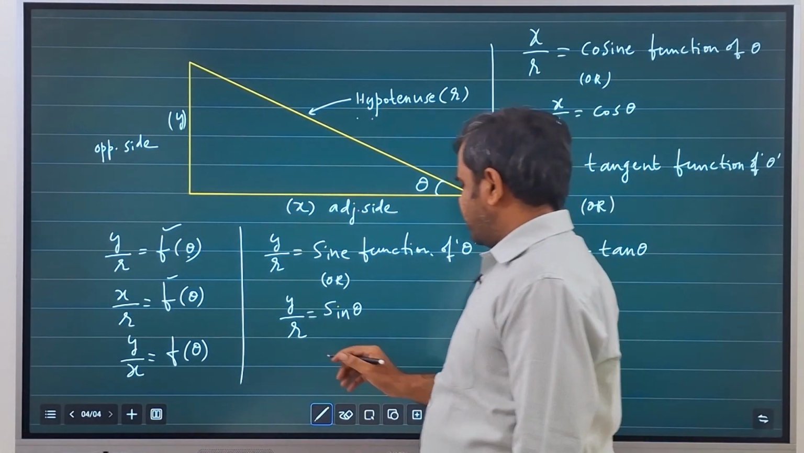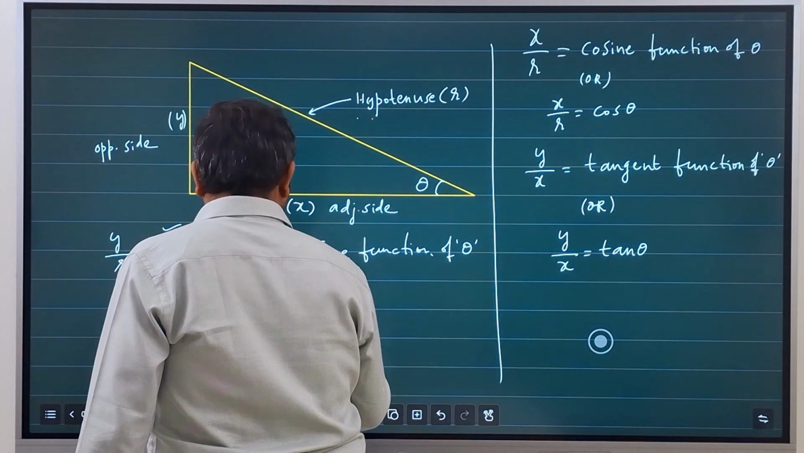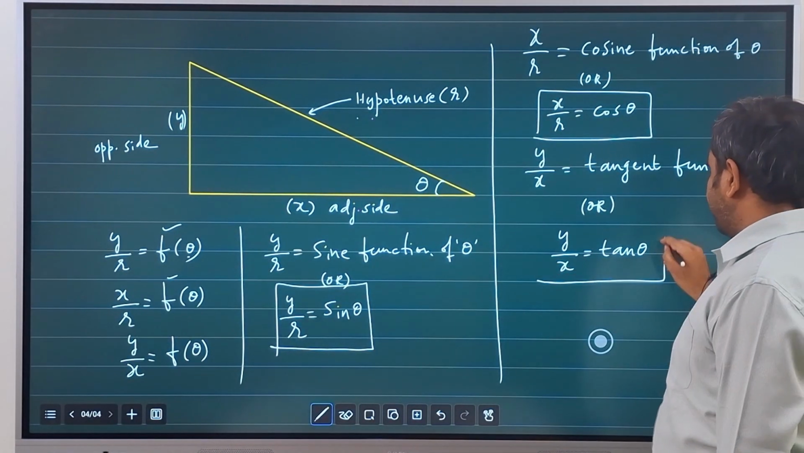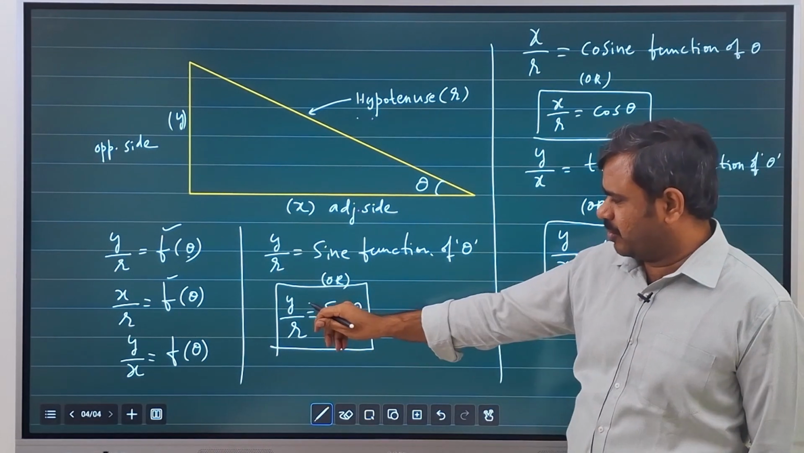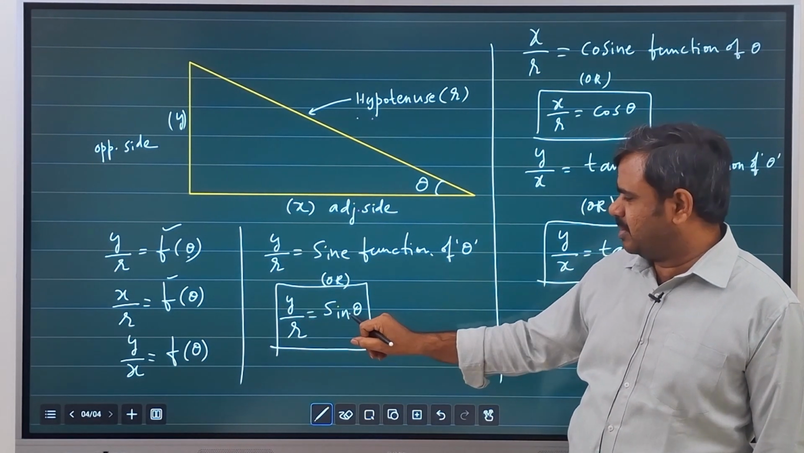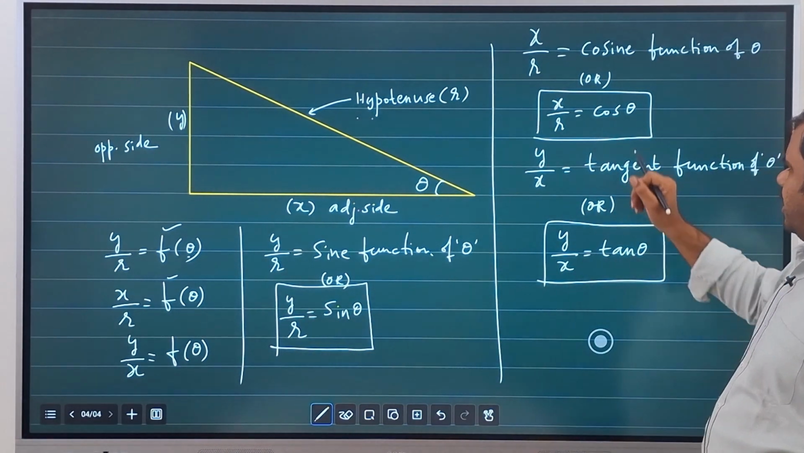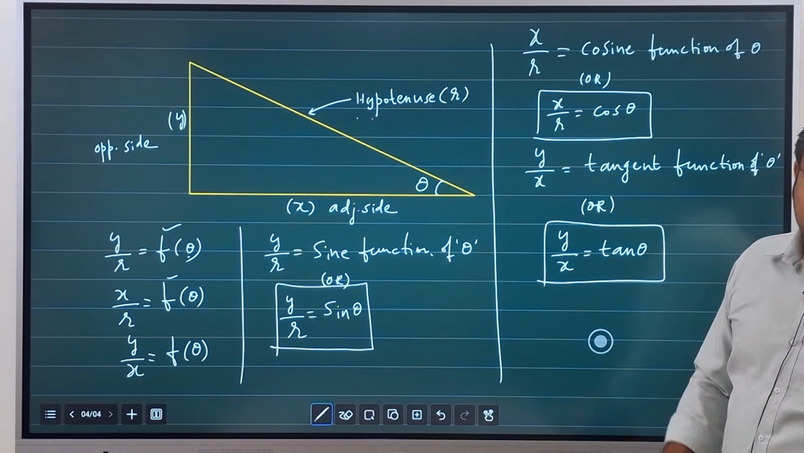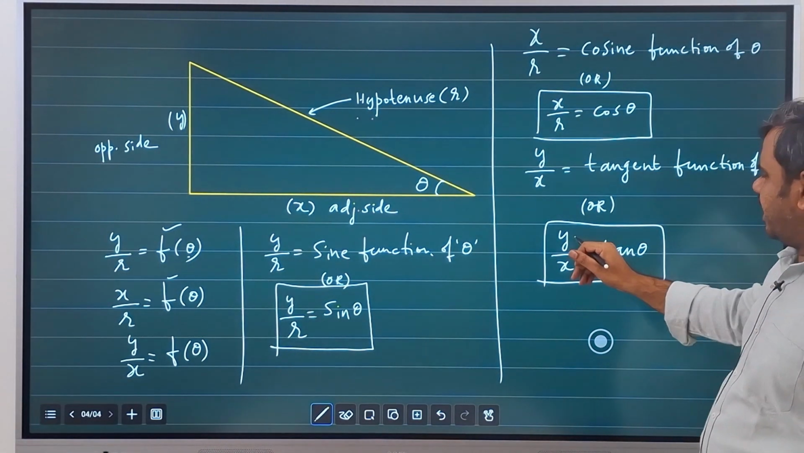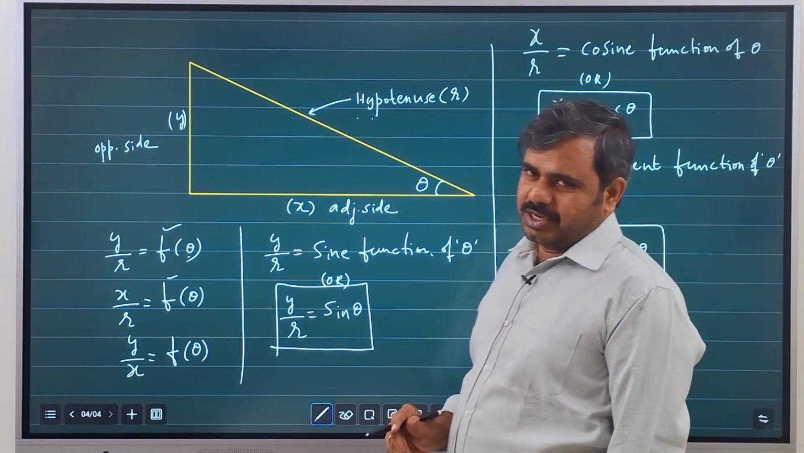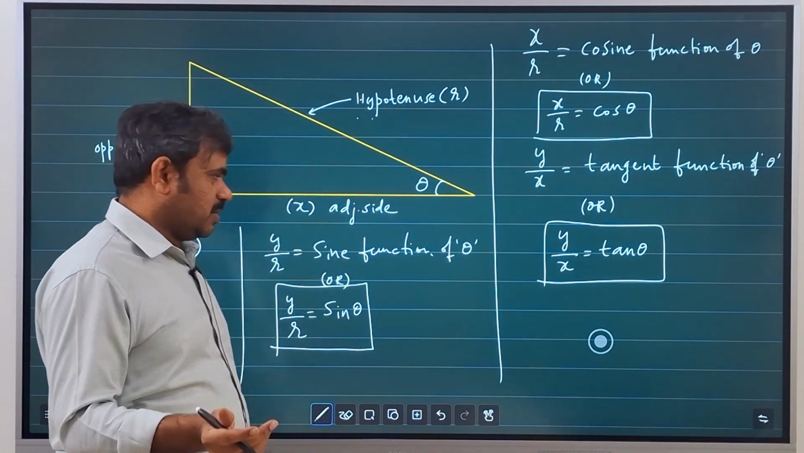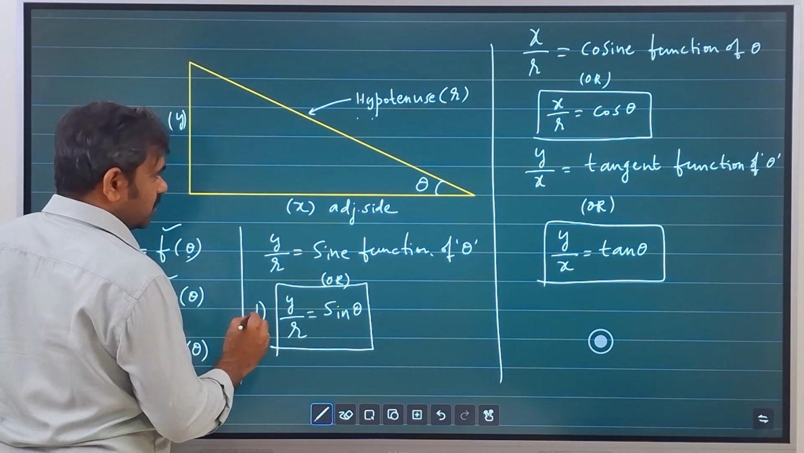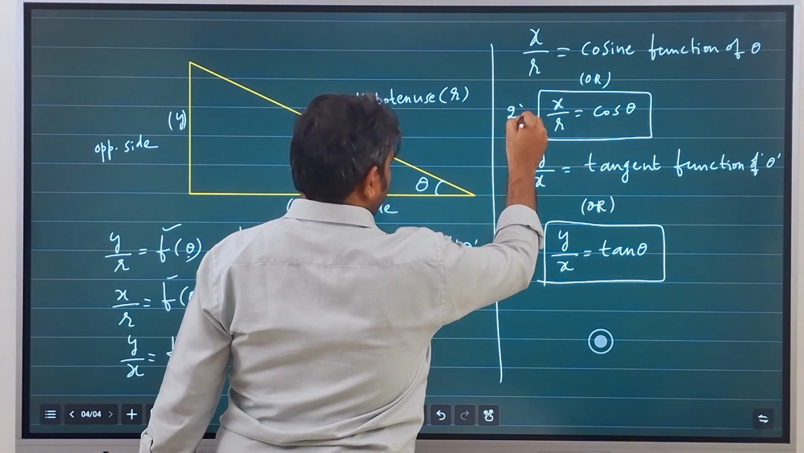So these are the three ratios that we are going to study in trigonometry. Y divided by r, that is the ratio of opposite side to hypotenuse, which is sine theta, and the second ratio is the ratio of adjacent side to hypotenuse, which is cos theta, and the third ratio is the ratio of opposite side to adjacent side, which is tan theta. So these are the three ratios that we are going to study.